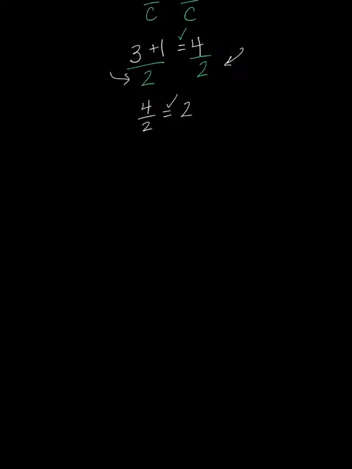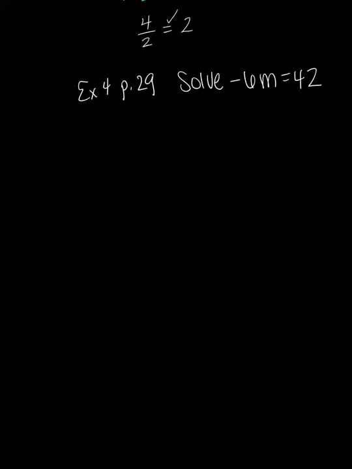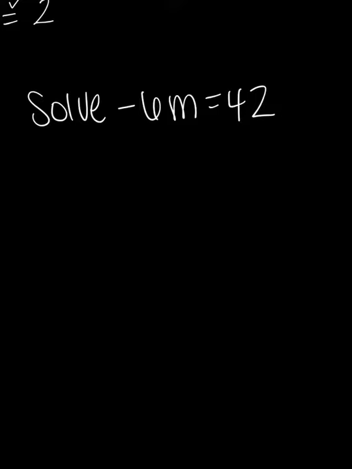Let's use this to solve, remembering that I'm going to use this to do the inverse of multiplication to solve an algebraic expression. So let's look at example 4 on page 29 of your note-taking guide. All right, it's asking me to solve negative 6m equals 42. Uh-oh, I've got a negative here. How can I possibly get m by itself? What is going on here with negative 6m? What operation am I doing? Am I adding, subtracting, multiplying, or dividing? Hopefully you recognize that this is the same as multiplication. I'm multiplying negative 6 by m.